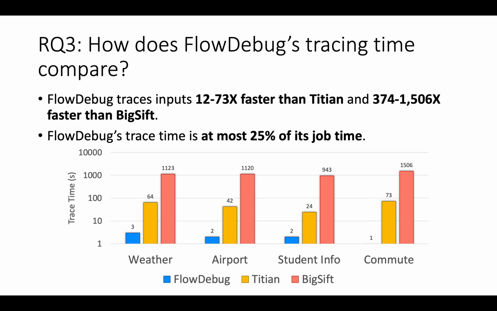Now in practice, debugging tools are going to consist of at least one instrumentation phase and one or more trace times. So this means that FlowDebug's trace time of at most 25% is actually going to be lower if you have additional traces. In contrast, Titian's trace time takes roughly the same amount of time as its instrumentation time. And as noted here on this particular screen with the log scale, BigSift takes significantly longer in its tracing phase, again because of its repeated executions in order to isolate a minimal reproducing input subset.